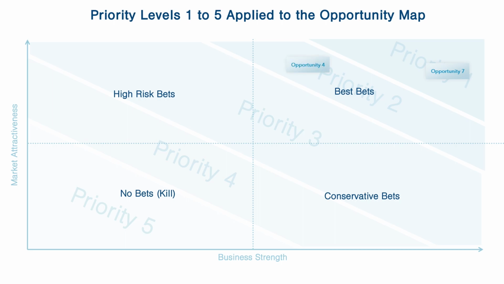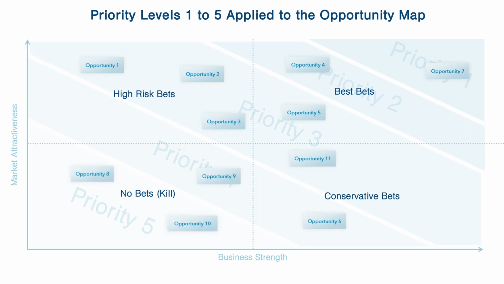Another 20% of the opportunities should be in Priority 2. About 40% of the opportunities will be in the third priority. The rest of the opportunities will reside in Priority 4 and 5, about 10 to 20%.